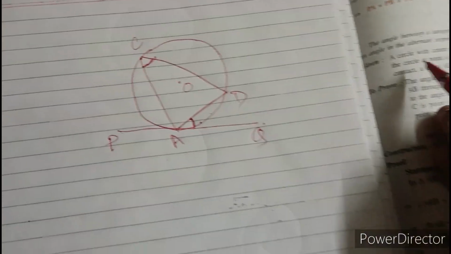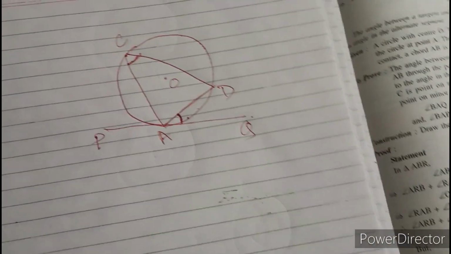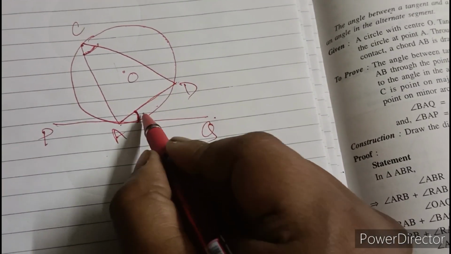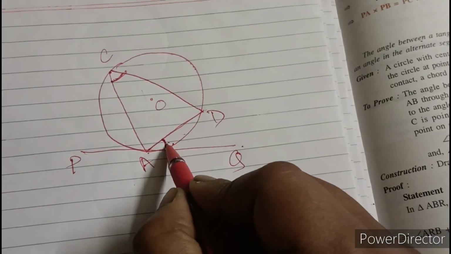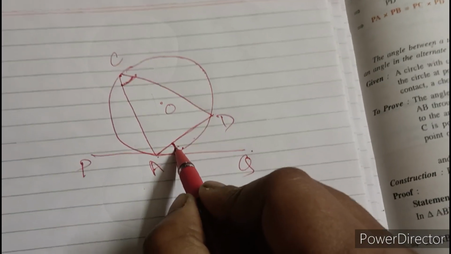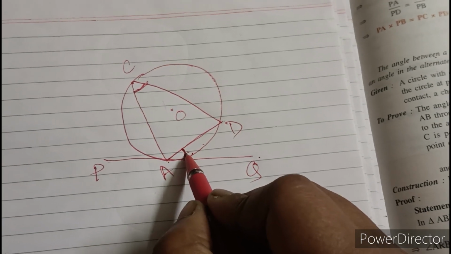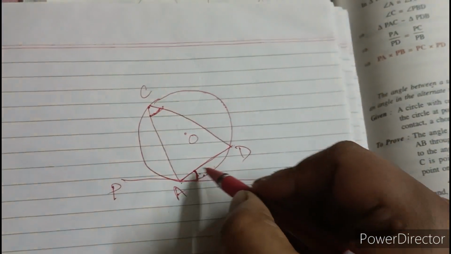So what is the theorem statement? The angle between a tangent and a chord. This is the angle between the tangent and the chord. The angle between the tangent and the chord through the point of contact is equal to the angle in the alternate segment.